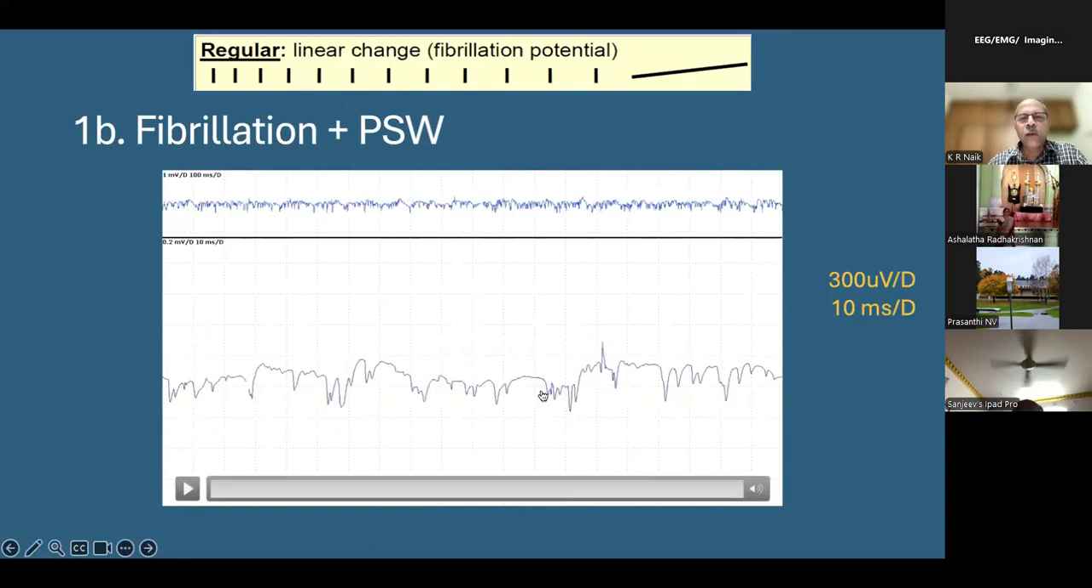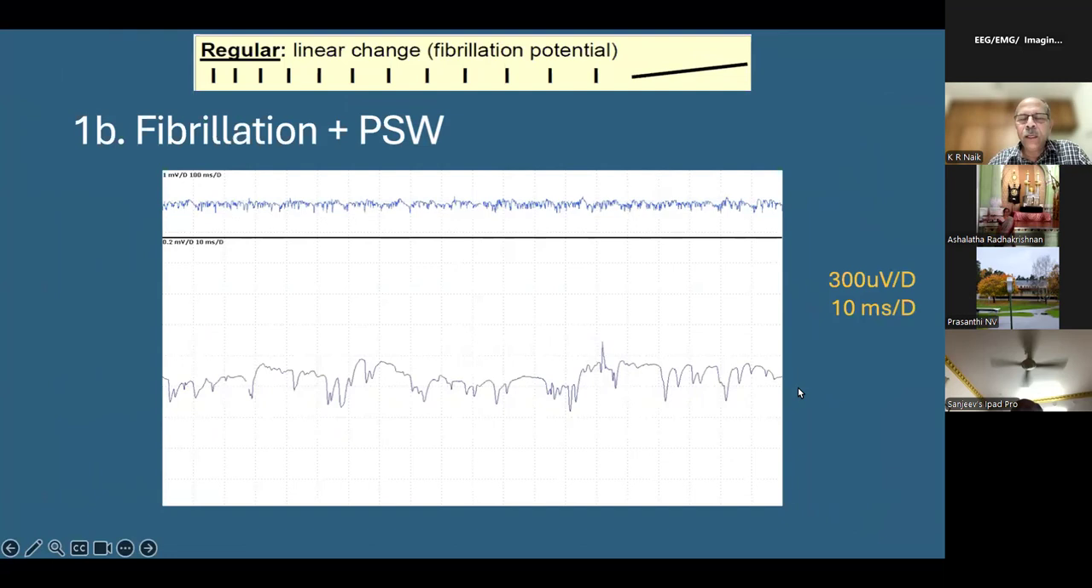So this is a combination of fibrillation and positive sharp waves, which will occur in neurogenic denervation after 2 to 3 weeks, not earlier than 2 weeks in most cases. And in the most distal muscles it is going to be after 3 weeks. Suppose you have a patient with brachial plexus injury or sciatic nerve injury. Hand muscles will show it after 3 weeks, whereas a proximal muscle will show it in the brachial plexus at around 10 to 14 days. And in the lower limbs it is going to be much later.